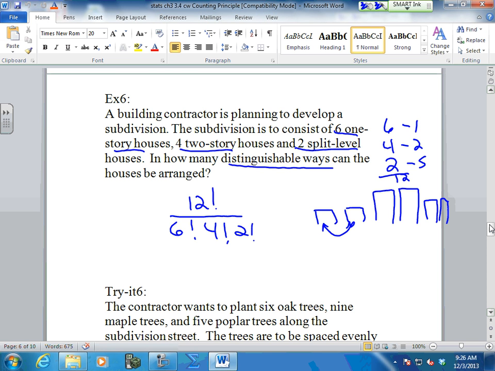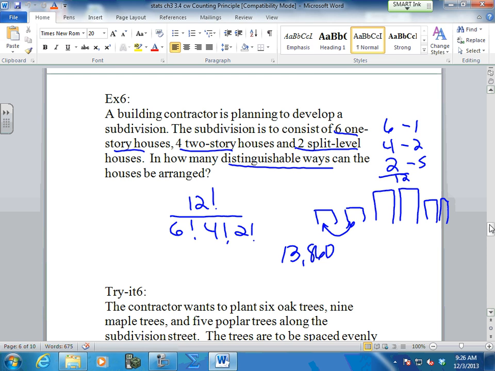Now, it cuts down on how many different permutations you have. So we can come up with 13,860 different ways to set this up. So imagine what a contractor goes through when they're trying to arrange a subdivision of houses. It never seems like that would be possible, but it really is if you think about it.